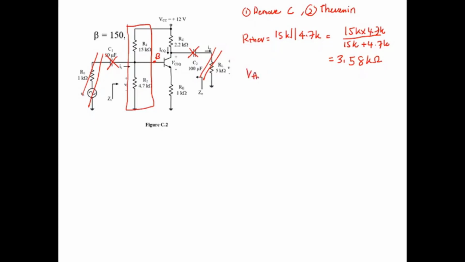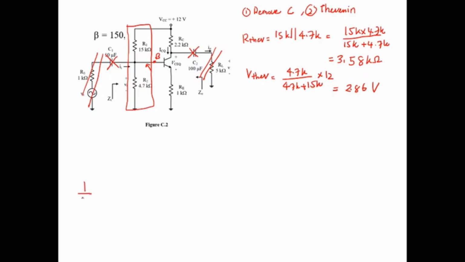Okay, and then the next parameter is V Thevenin. V Thevenin is the voltage at this point. So this is using the voltage divider. This is 4.7K over 4.7K plus 15K times 12. So the answer is 4.7 divided by 19.7 times 12. So we get 2.86 volt.